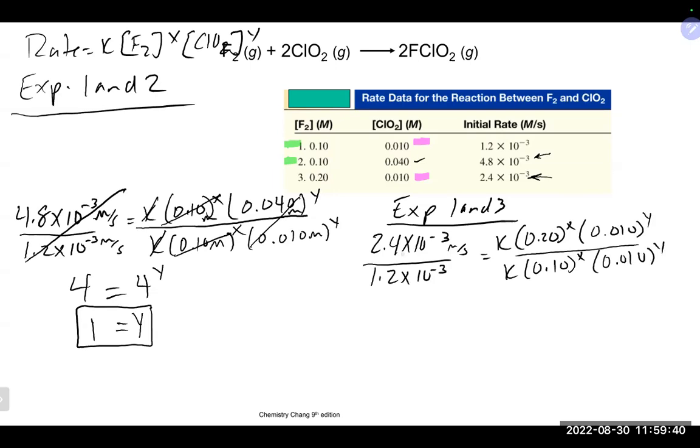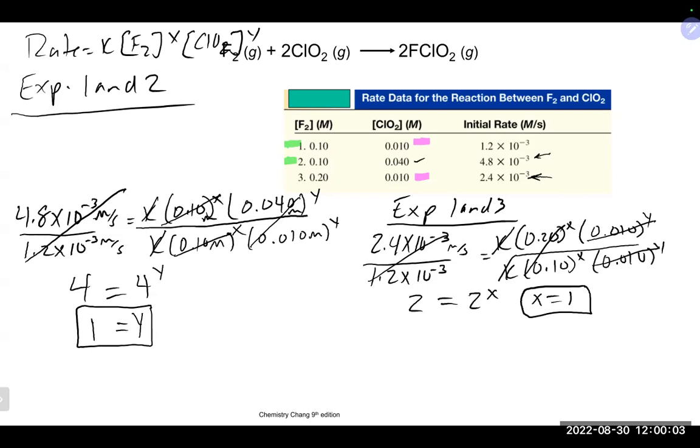Once again, here we're going to do a little bit of math. So in this case, we've got some nice numbers working. So this is going to be a 2. This is going to cancel. This will give us a 2 to the X. And once again, this will actually completely cancel out. So in this case, X would equal 1. So the order with respect to F2 is going to be first order as well.